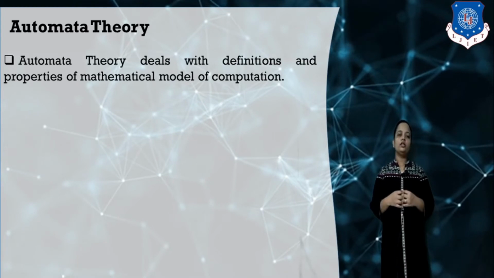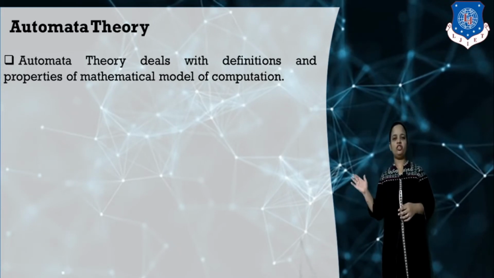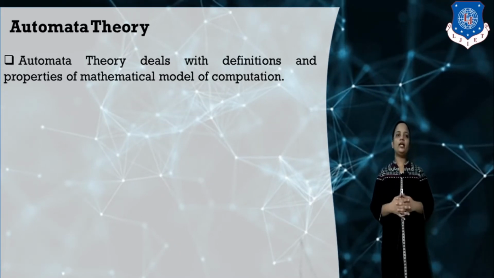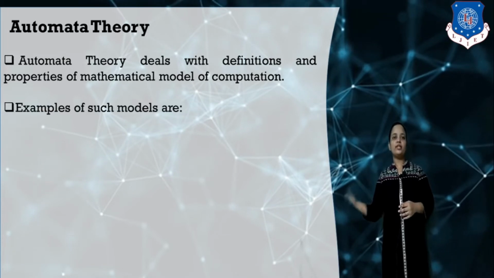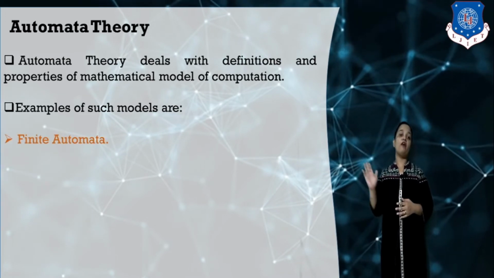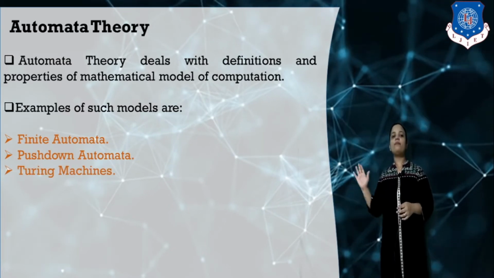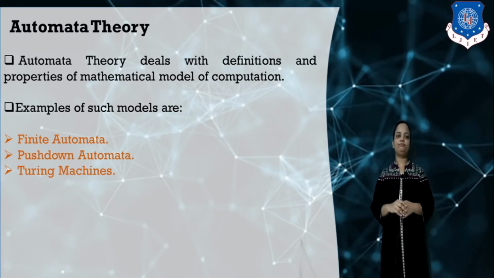Now, in the theory of computation, the basic and important factor is automata theory, which deals with the definition and properties of mathematical models of computation. Examples of such models are: the first one is finite automata, the next one is pushdown automata, and the last, which is most powerful compared to the previous two, is the Turing machine.